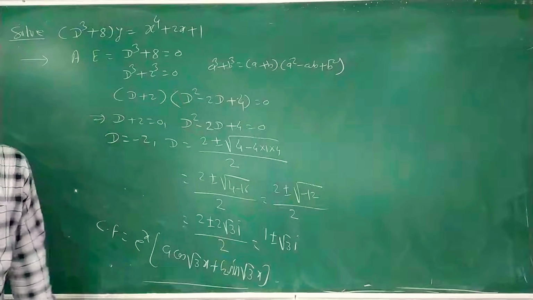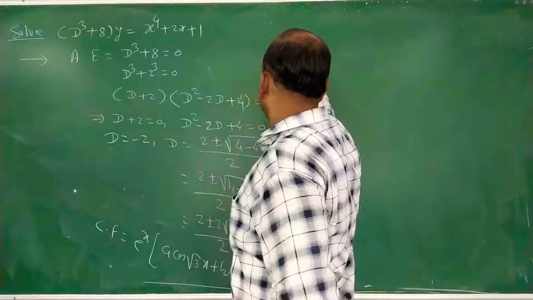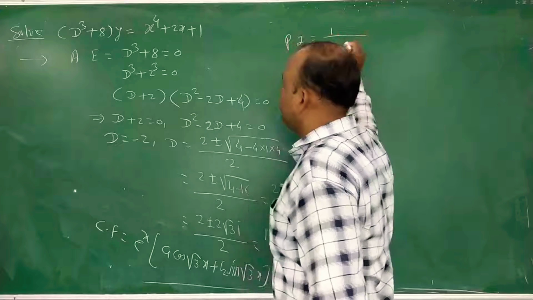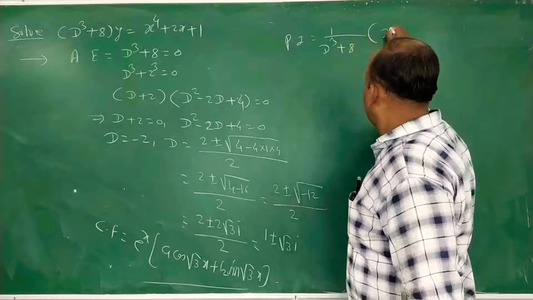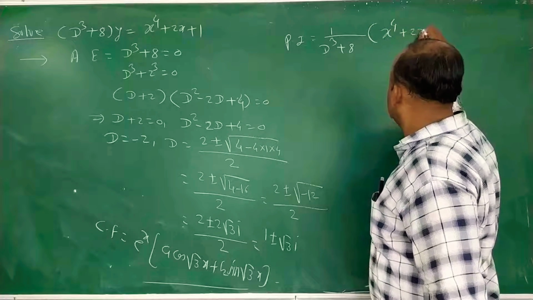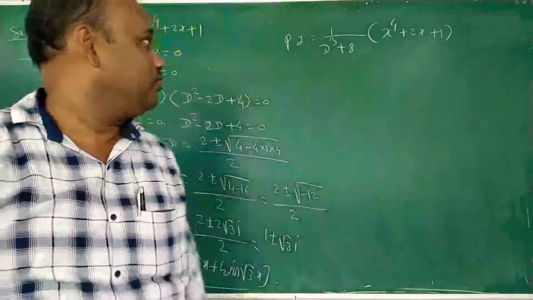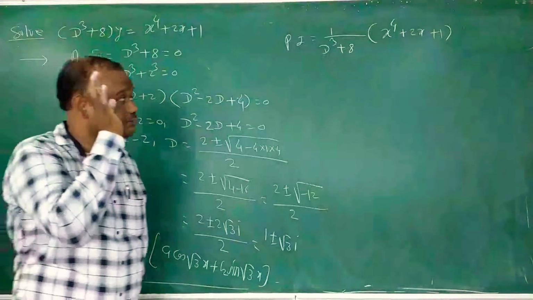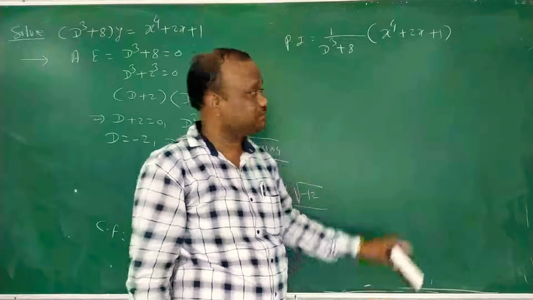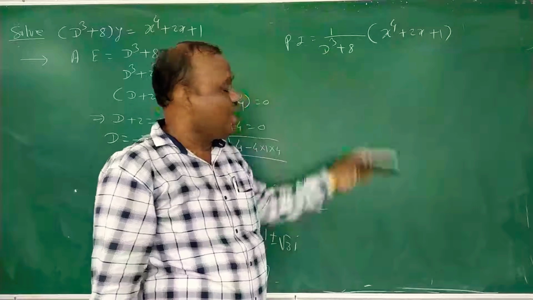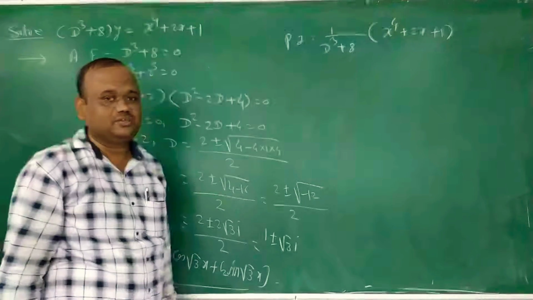Now we have to find PI here. So for PI, we know the formula PI is equal to 1 upon phi of D, where phi of D is D cube plus 8, into f of x, that is x raised to 4 plus 2x plus 1. देखो फ्रेंड्स, जब मैंने आपको फॉर्मूले दिए थे शॉर्टकट मेथड के, meaning if f of x is equal to x raised to m, then how do we find PI? So to expand this 1 upon phi of D in ascending powers of D, we use the standard expansion of 1 upon 1 plus z and 1 upon 1 minus z.